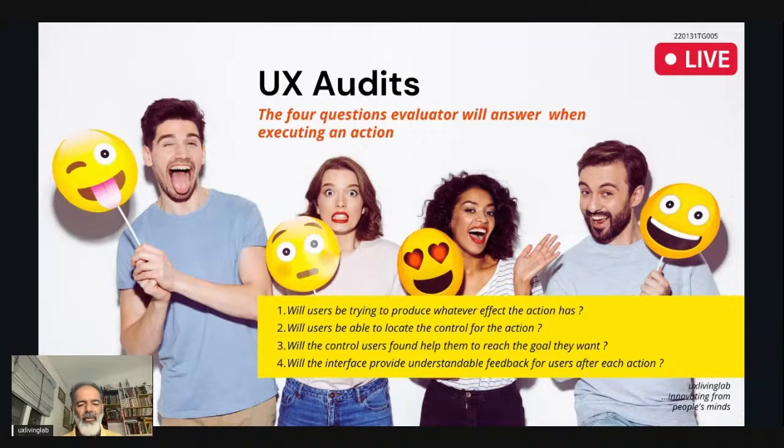Then, will the control the user found help them reach the goal they want? Will these controls give clarity and say clearly to the user that this control will get you to what you need? For example, I want to delete a file, whether this button does that, so you have to clearly explain that on the button itself. Or you have to use some icons, maybe high temperature, low temperature. This is very much limited when you design an interface or equipment, because you have very limited space to do that.